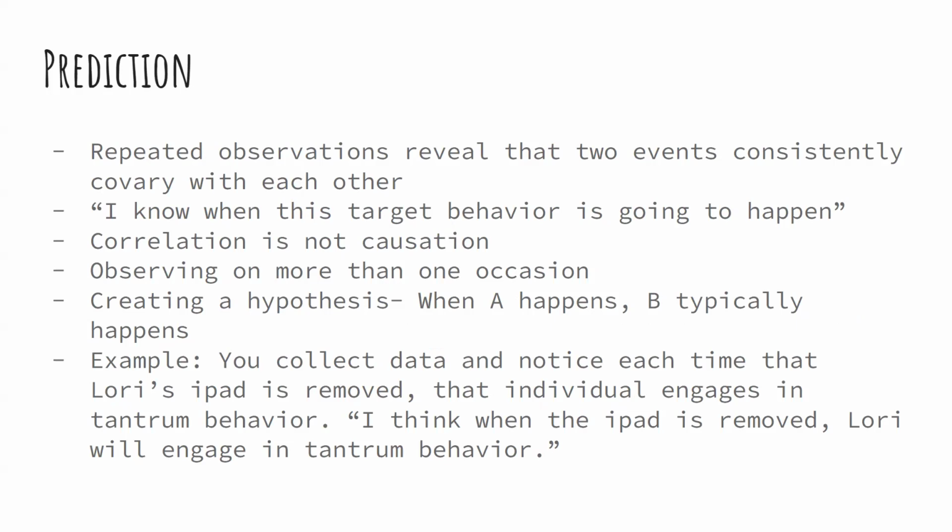Remember, with prediction, you have to observe it multiple times. You're observing that contingency on more than one occasion. If you just look at it once, you can't make a solid prediction, and that would not be prediction anyway. That would probably just be description. But with prediction, you are gaining and gathering information about the antecedents and the consequences so that you can create a hypothesis. And you can say, I think that when A happens, B will probably also happen. Or when A happens, B typically happens. I know when this behavior will occur.